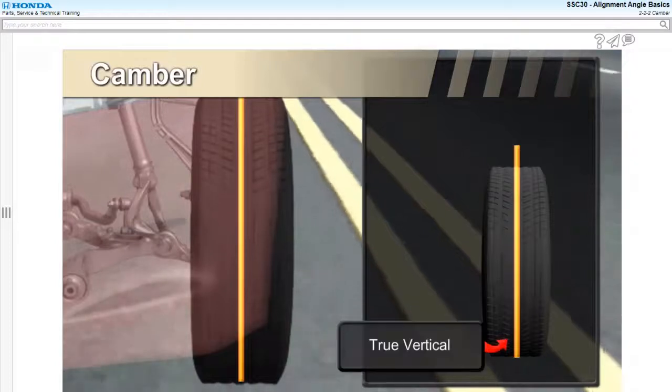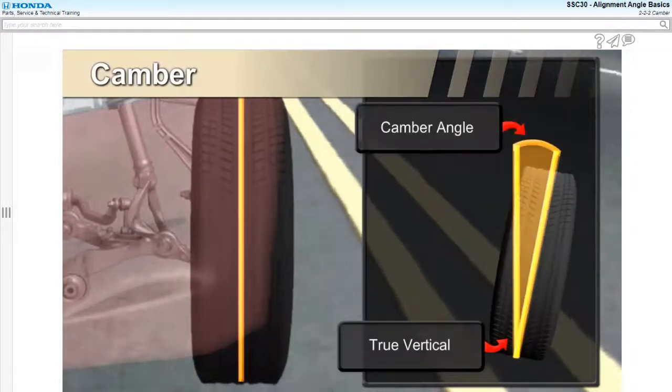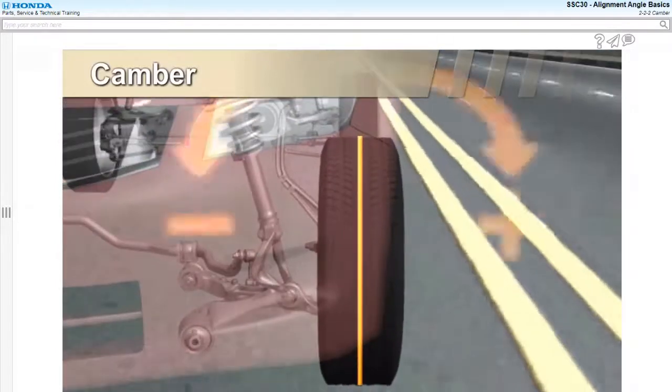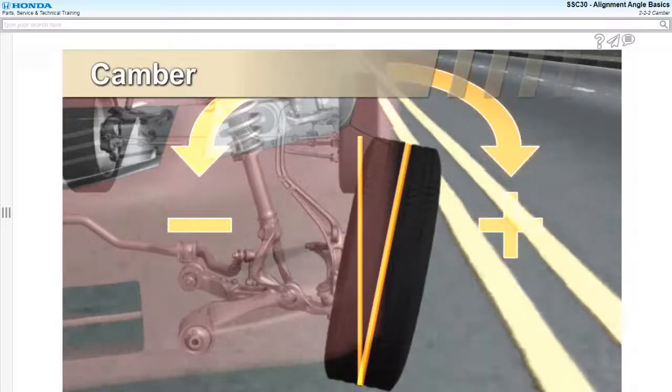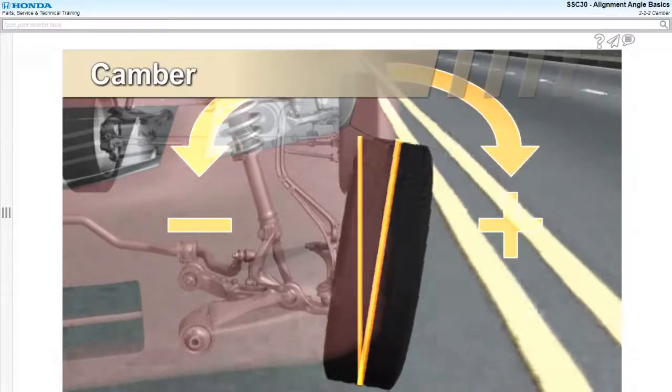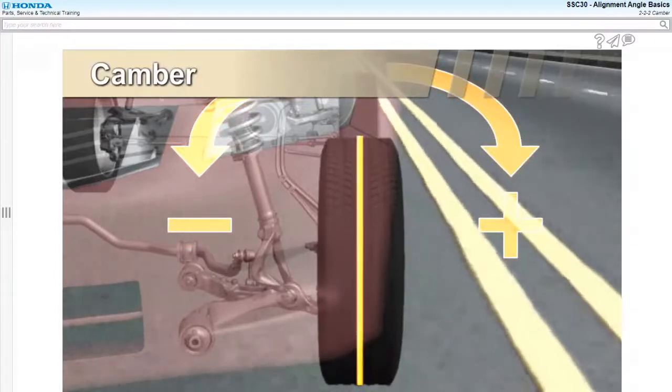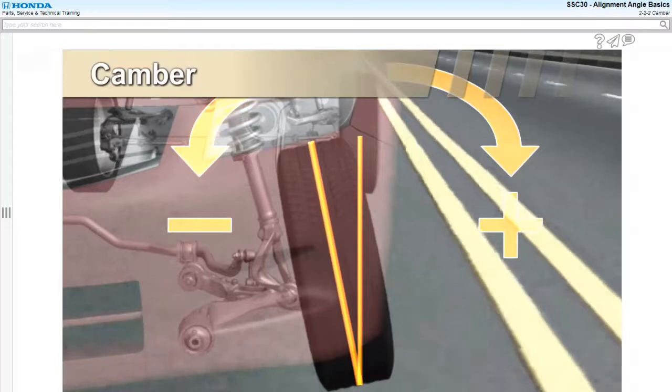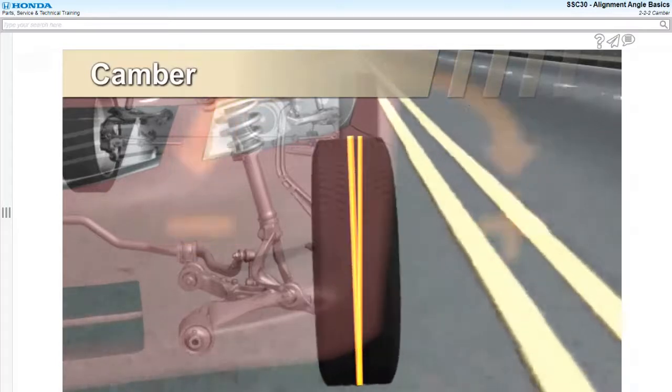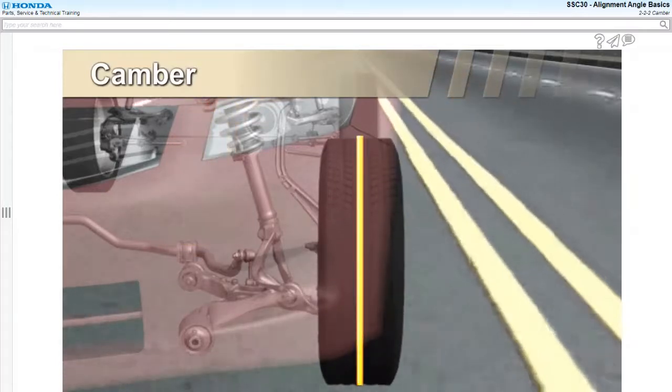Camber is measured as the number of degrees that the tire varies from true vertical. If the top of the tire is leaning away from the vehicle, the camber is positive. If the top of the tire is leaning towards the vehicle, the camber is negative. If the tire is parallel to true vertical, it has 0 camber.